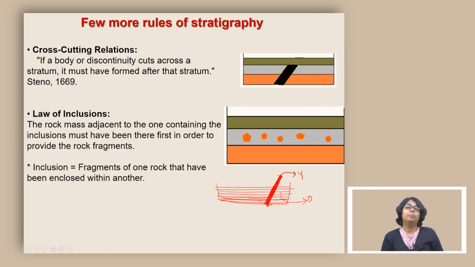The other idea is the law of inclusion, which means if you have these kinds of formations and within that you find something like a piece of already formed rock, which is not part of this, that rock fragment or that mineral or that fossil must have formed before the deposition of these sediments, because otherwise they could not be forming there. So, that is the whole idea of the law of inclusion.